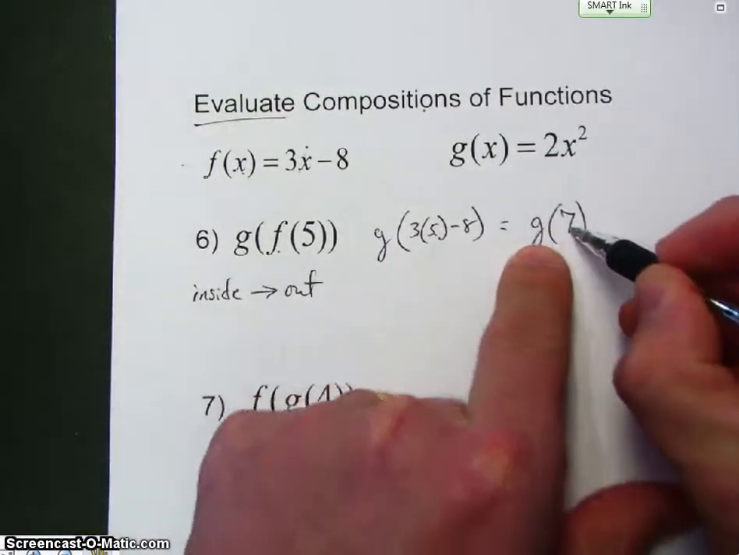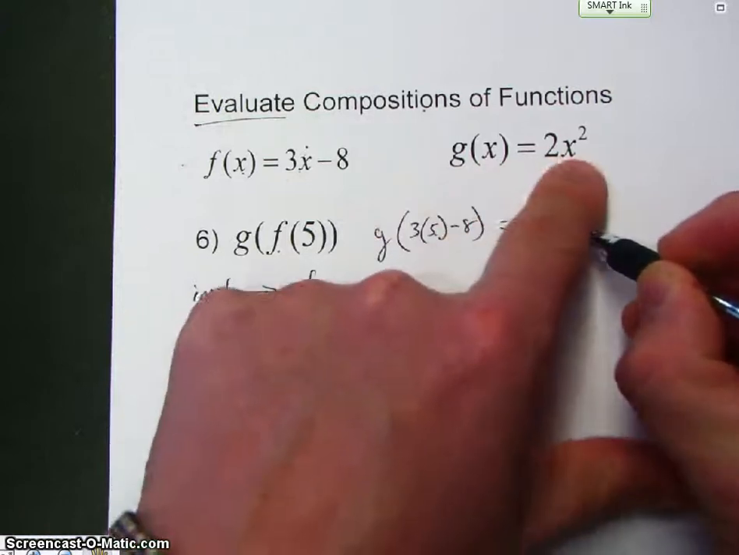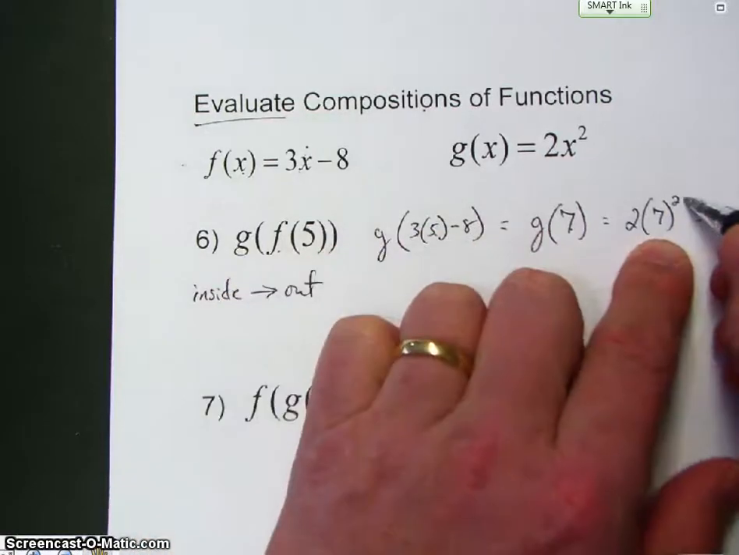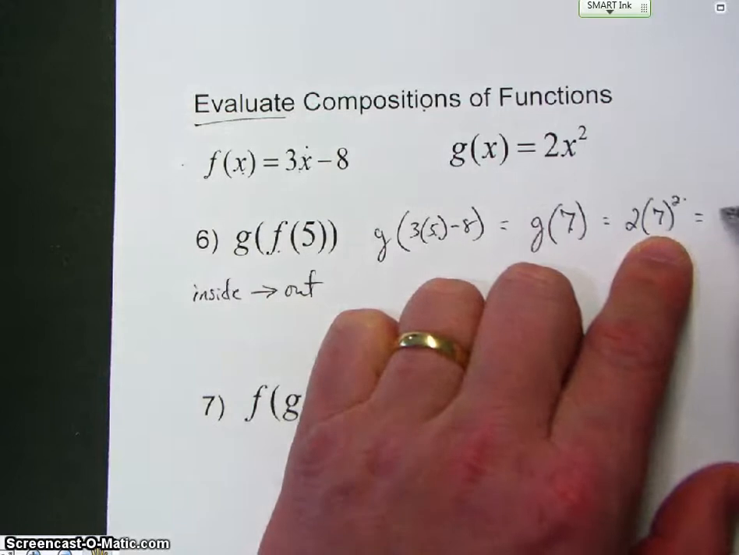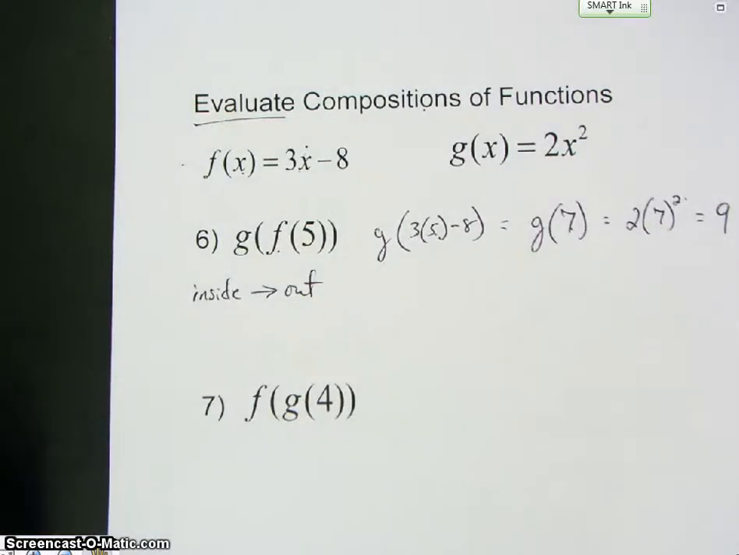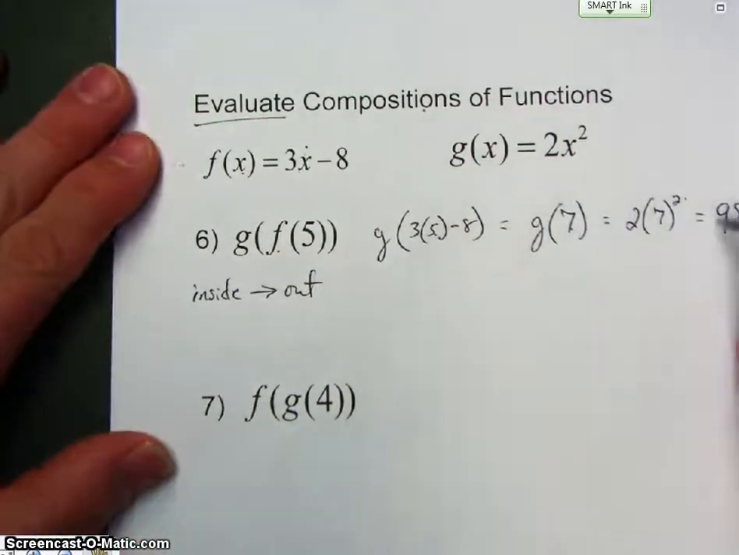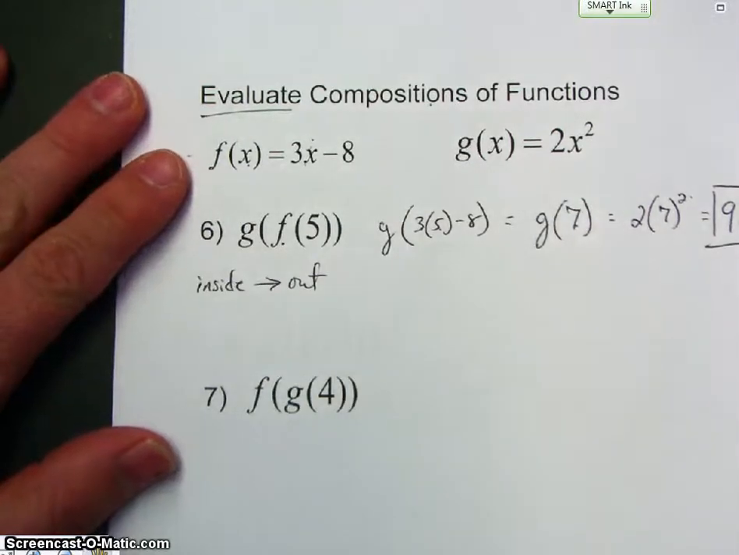Now we'll take 7. You notice g is the only thing left. So now we're on to this function, and we're going to plug 7 in for x. So this becomes 2 times 7 squared. So that's 49 times 2, which is 94. Oh my gosh, folks, I'm having a brain fart of mass proportions. 98. I'm on spring break, I guess. Alright, so it's 98.